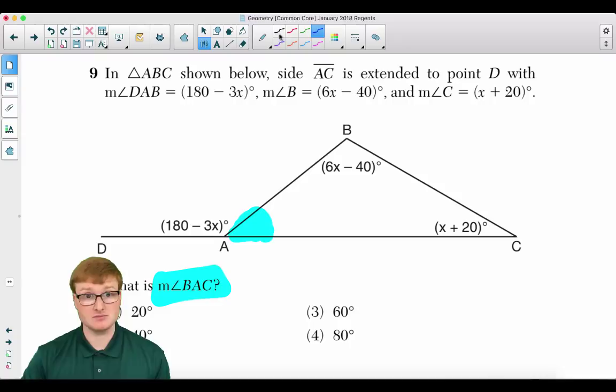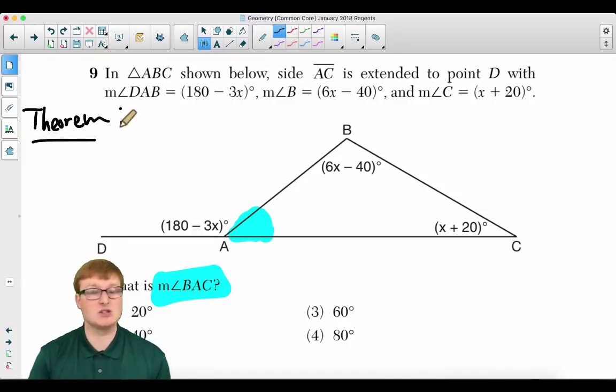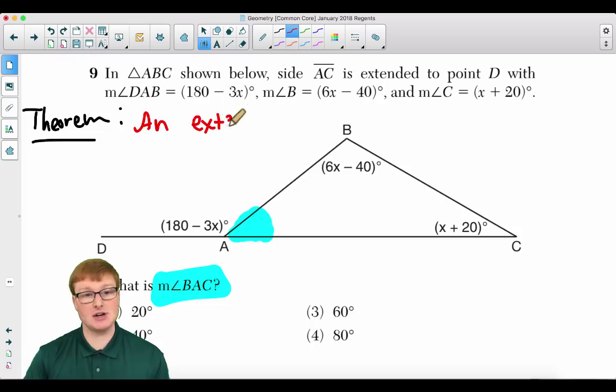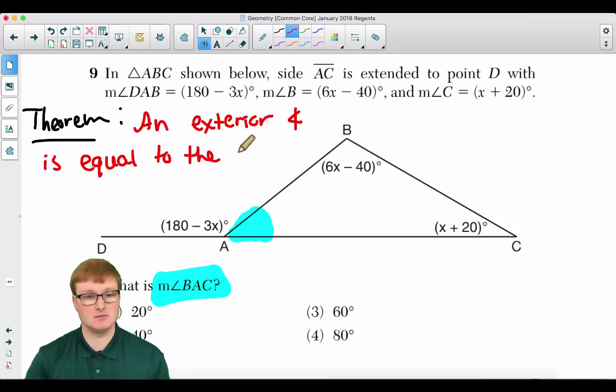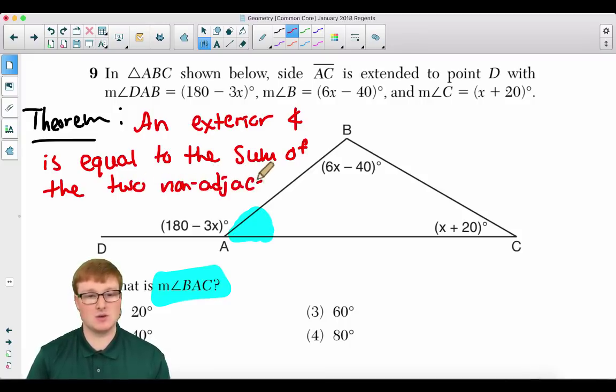What I would do is this theorem. This is a nice theorem. I like this theorem. It's also fun to say. I don't know why. I'm just nerdy that way. So the theorem is an exterior angle is equal to the sum of the two non-adjacent interior angles. So you're probably saying to yourself, Trevor, what the hell did you just say to me? Well, I'm going to show you right now.